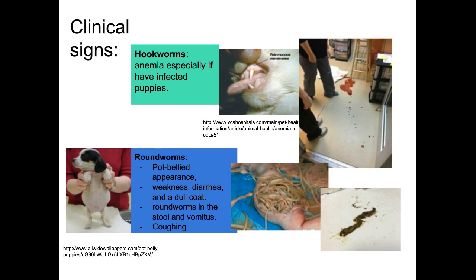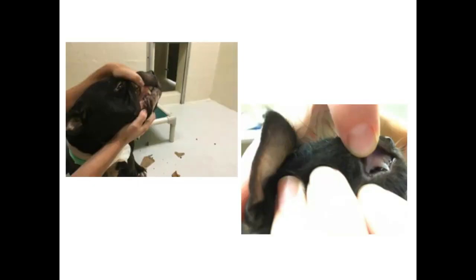Roundworms are the ones that will travel from anywhere along your trachea, get coughed up, and then go into the intestine. So you'll see coughing. You can see them in the stool and the vomit. Again, these are just some pictures. These guys look pretty pink in my picture here, but that's just one way you can check for pale mucous membranes to determine if the dog or cat is anemic. Of course, I would encourage you to wear gloves, which nobody's wearing in these pictures.